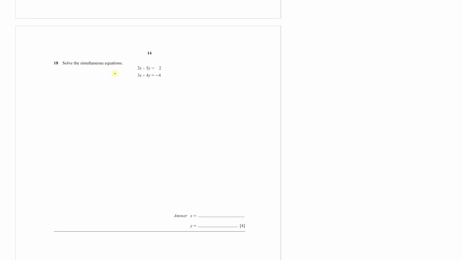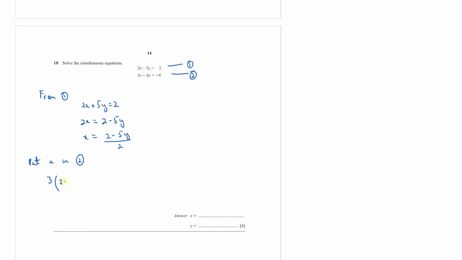Question number 18 is you have to solve these simultaneous equations. 2x plus 5y equals 2 and 3x plus 4y equals minus 4. I can use the substitution method. Let's call this equation 1, this 2. So from 1, which is 2x plus 5y equals 2, 2x becomes equal to 2 minus 5y, and then x equals 2 minus 5y over 2. And then I can put this x in equation 2, which is 3x plus 4y equals minus 4. I can substitute the value of x here.